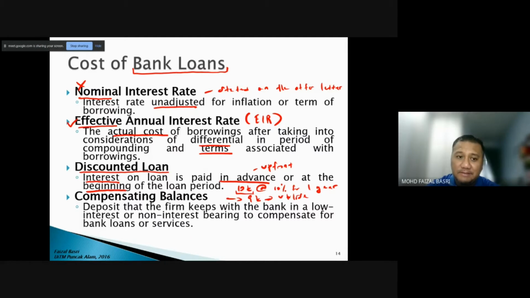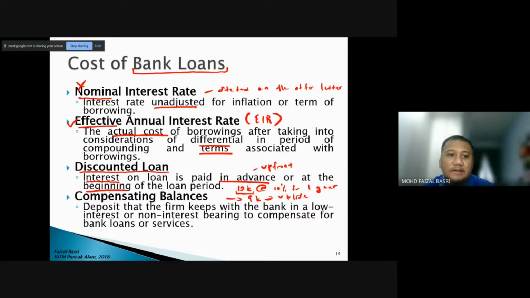And because of these terms, the discounted loan, your interest rate is not the one stated here. It's not actually 10%. It will be more. Later I'll show you what the effective interest rate will actually be. That's term number one, the discounted loan. Remember, when you see the word discount interest or discounted loan, it means that the interest needs to be paid upfront or in advance. Meaning we need to deduct this from our borrowings.